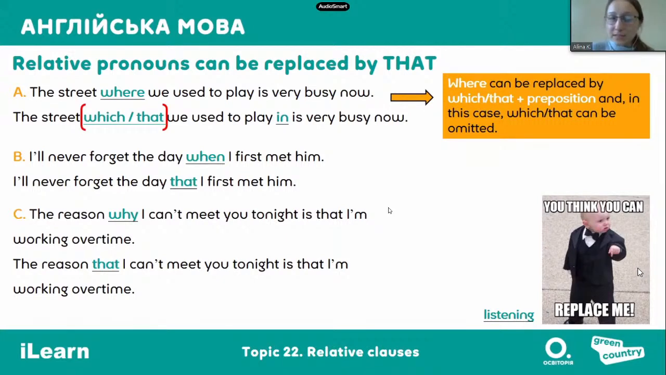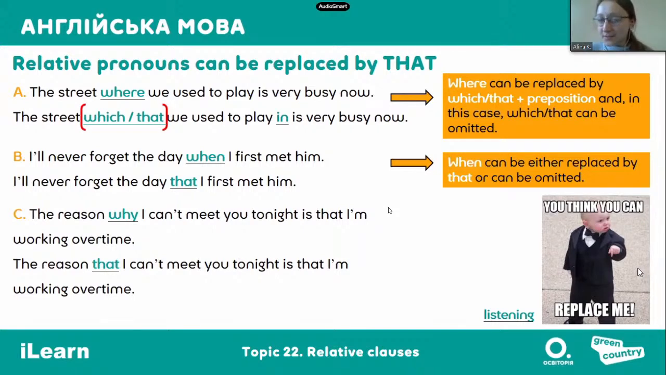I'll never forget the day when I first met him. I'll never forget the day that I first met him. So we can actually do the same with the relative pronoun when. We can replace it by that.